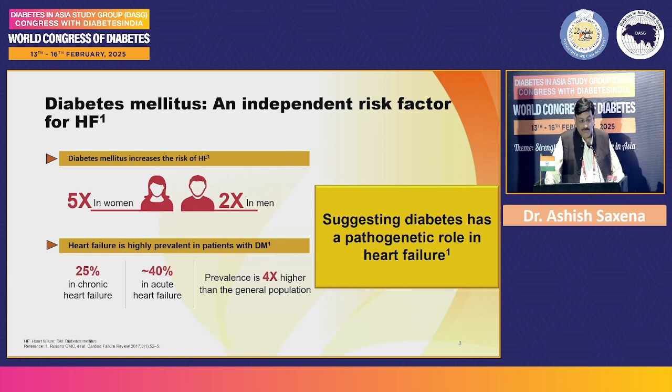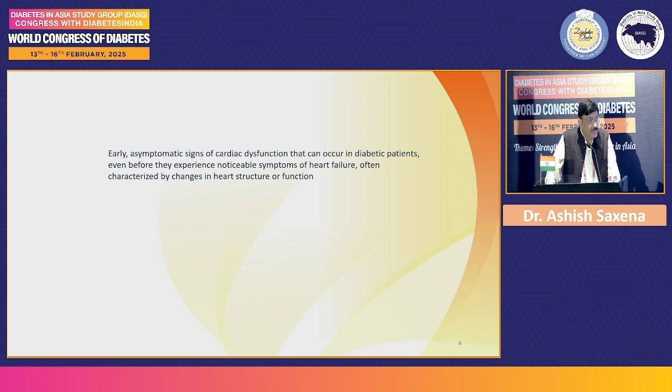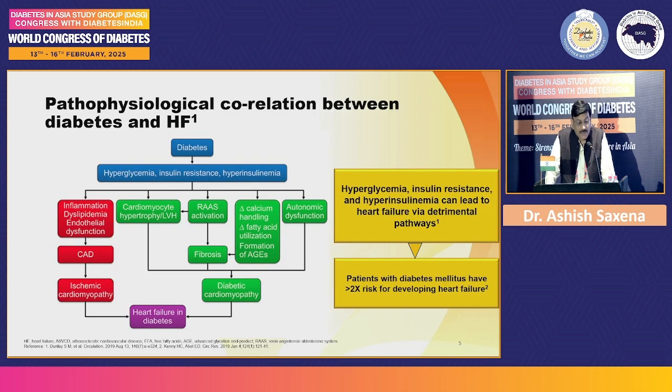We'll go more beyond and find out how we can actually prevent these patients, and how we can find out that these patients are actually going into heart failure. Early asymptomatic cardiac dysfunction can be experienced with notable symptoms of heart failure, which changes in the structure and function. That is mainly because of dyslipidemia, endothelial dysfunction, cardiac myocyte hypertrophy, the RAS activation, the calcium handling, autonomic dysfunction. So this is all because of insulin resistance that is coming on to the cells. And ultimately, diabetes, which is more and more at risk of developing heart failure or heart disease.